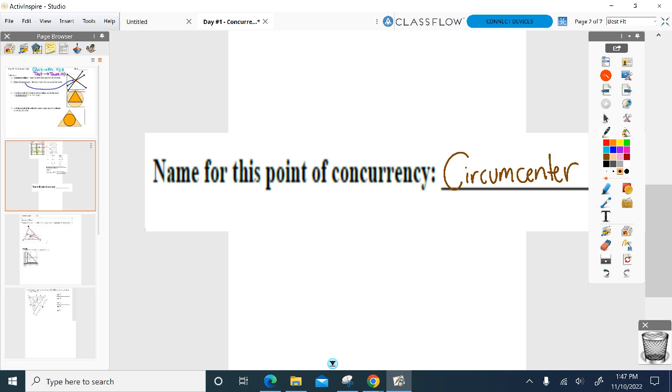Questions? When I introduce a new point of concurrency, you have 2 jobs. Know how it's formed. You already know that. How's the circumcenter formed? When all 3 what intersect? Okay, your second job is to know the special fact about it, which we're going to get to right now. Take your compass. I don't want to tell you the special fact. You're going to find out yourself.